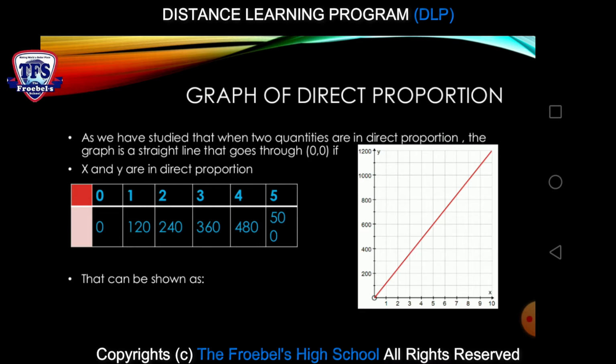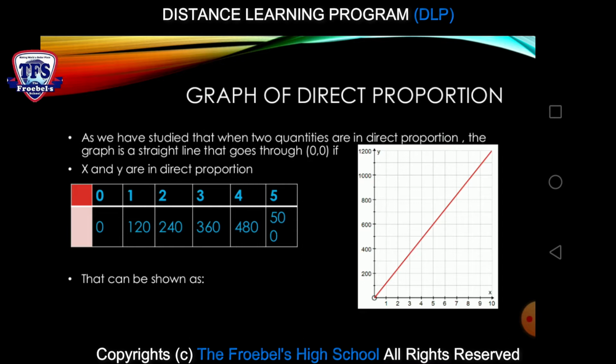If x and y are in direct proportion, the first row represents x and the second row represents y. On the horizontal axis, we are representing the quantity x, and the values for x are 0, 1, 2, 3, 4, and 5. On the other hand, we have the other quantity y, and the values of y are 0, 120, 240, 360, 480, and 500. That can be shown in a graph like it's shown over here.